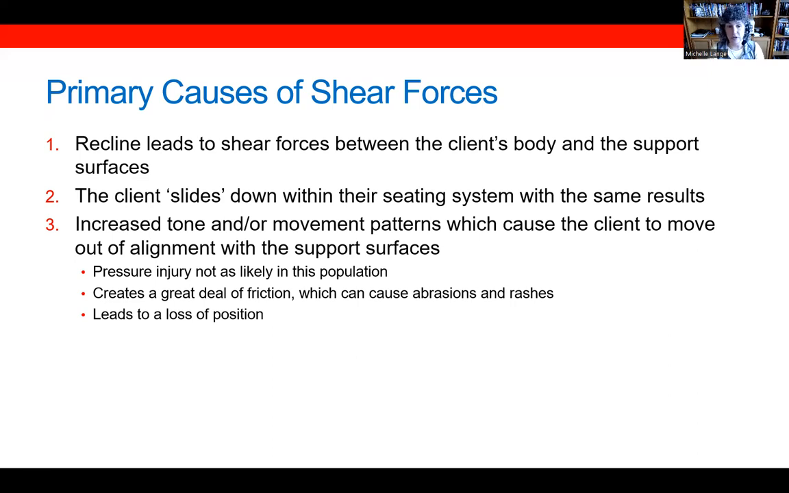Now, in people who have a lot of tone, a lot of extraneous movement, pressure injury is not as prevalent in this population. But this movement between the client's body and the support surfaces creates a lot of friction. And this can cause abrasions, it can cause friction rashes, and it certainly can lead to a loss of position. So simply because the client's not at high risk for developing pressure injuries doesn't mean that this isn't a concerning situation.